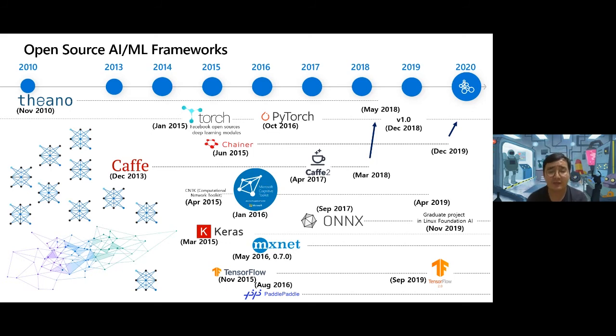ONNX has two goals. One goal is to resolve AI interoperability across different frameworks and hardware. And the second is how performance can be higher using ONNX. Microsoft is contributing more to ONNX, and it is now one of the graduate projects in the Linux Foundation AI.